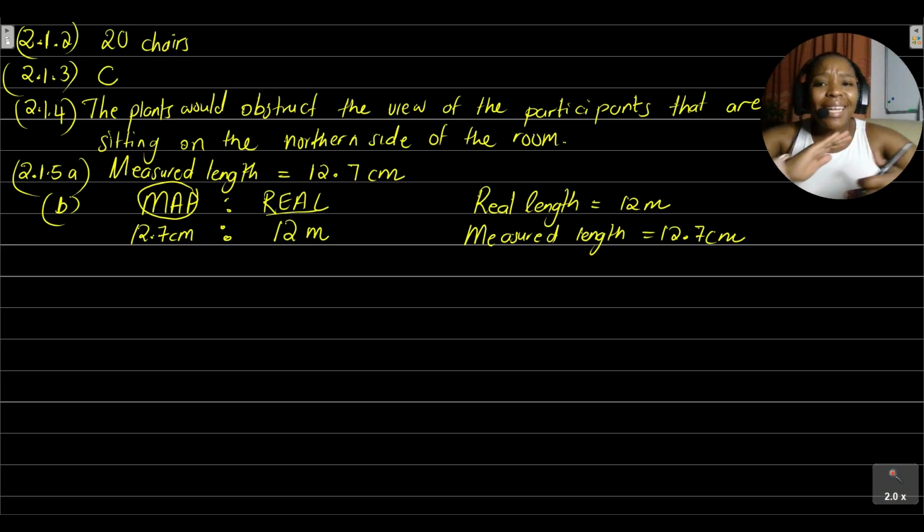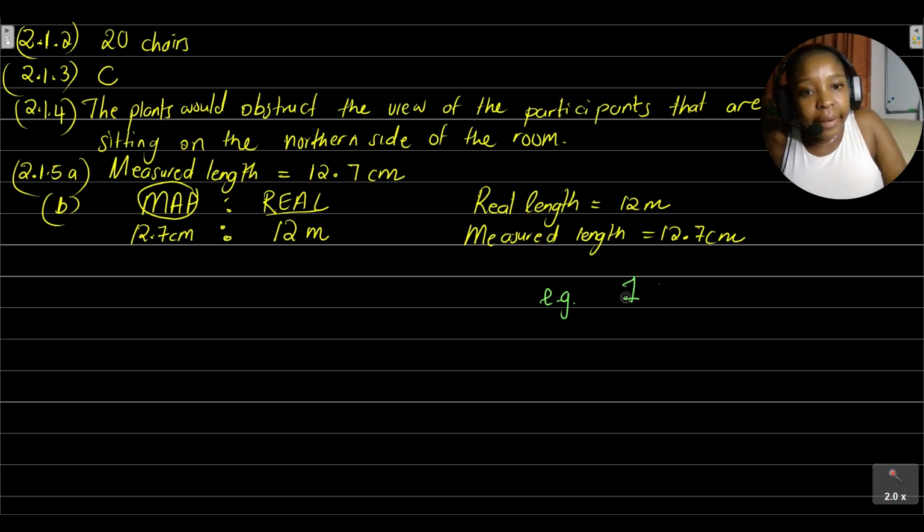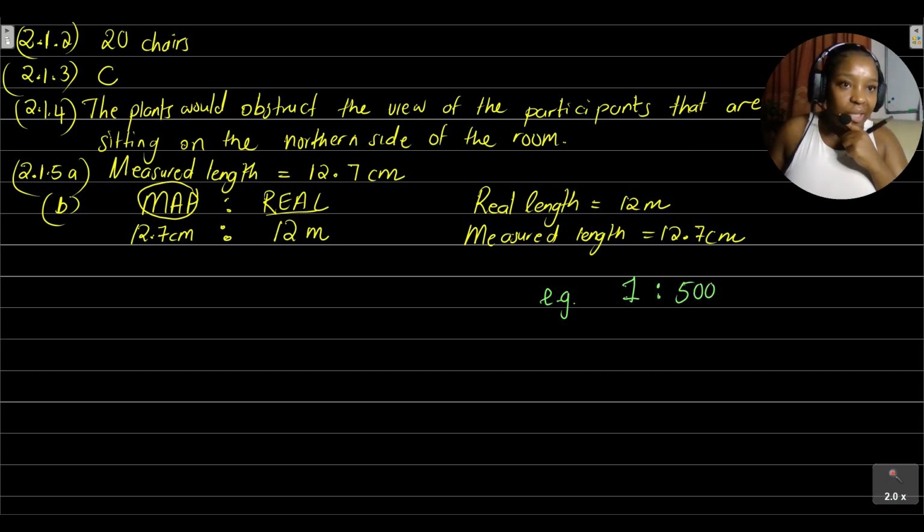Good. Now, what's the next thing that we need to do? We know that when we are dealing with a number scale, think back to how a number scale looks. When you're analyzing a map, how does a number scale look? An example of a number scale is 1:500. That is an example of a number scale.